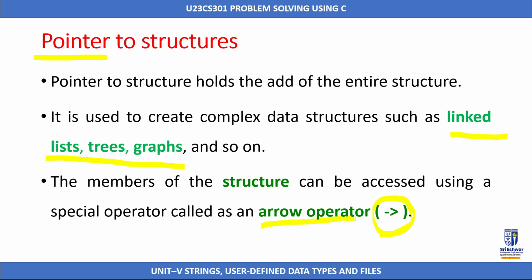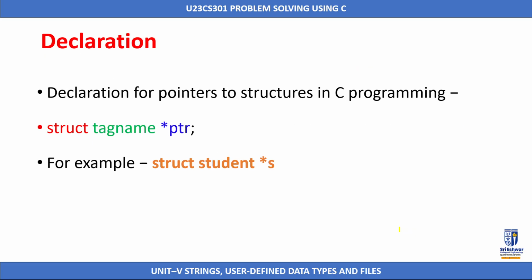Already we know that pointers are nothing but variables that store the address of another variable. We will be using the star, which is the dereference operator, and the ampersand, which is used to store the address of that particular value or data. These things we are going to apply again in structures, and for accessing the data members in the main program we will be using the arrow operator.